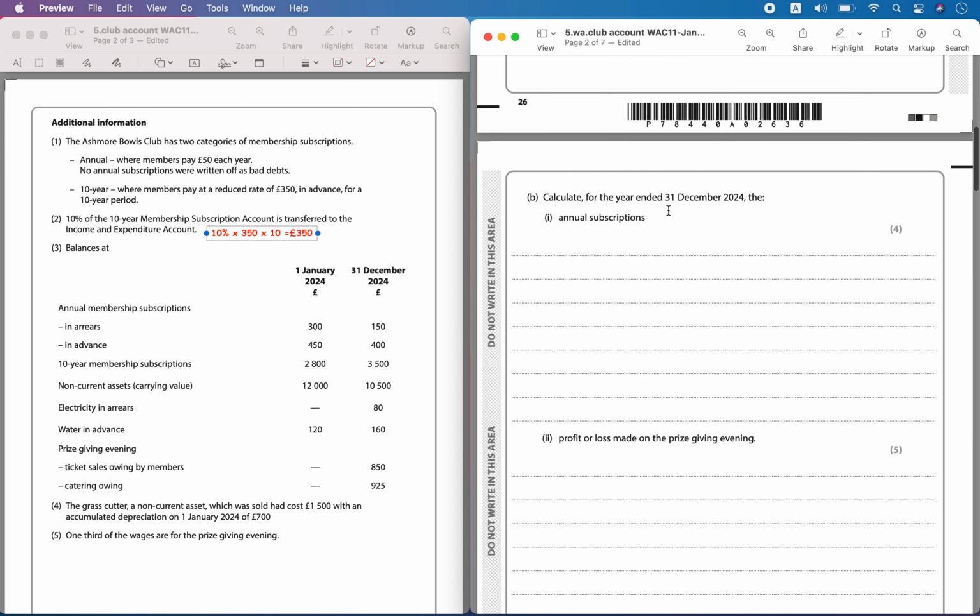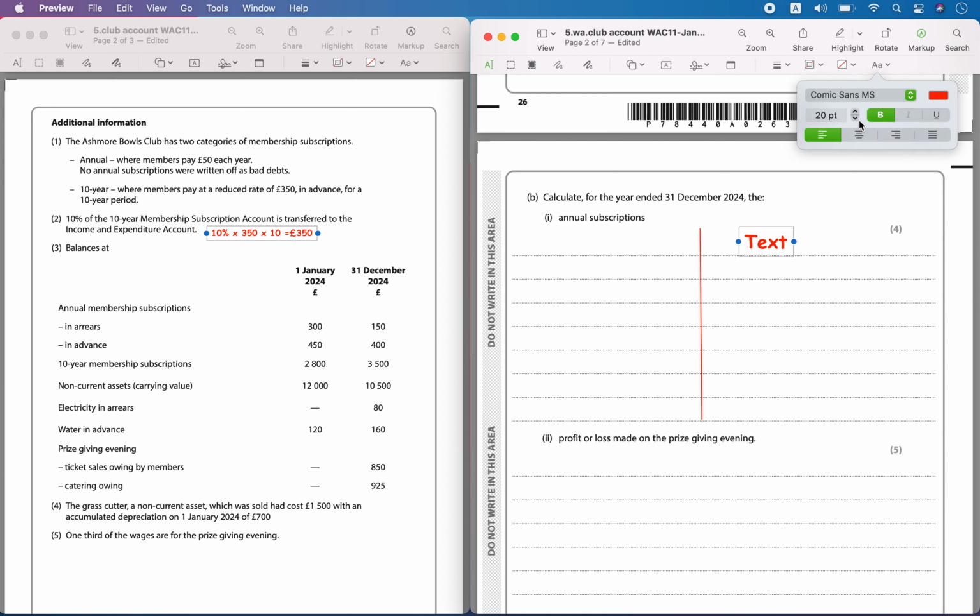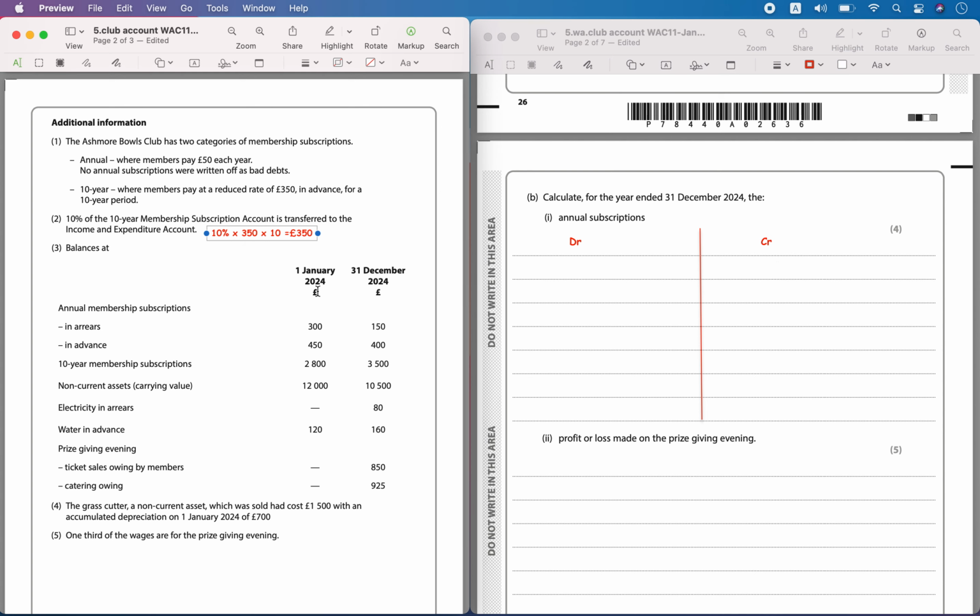Then calculate for the year ended 31st December 2024 the annual subscriptions. So let's calculate that. Now the annual subscription is an income account. So DR and CR, and then you write the pounds also.